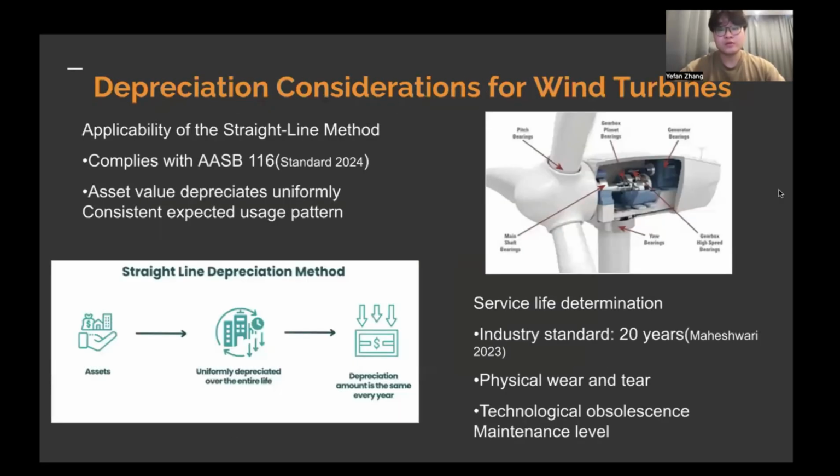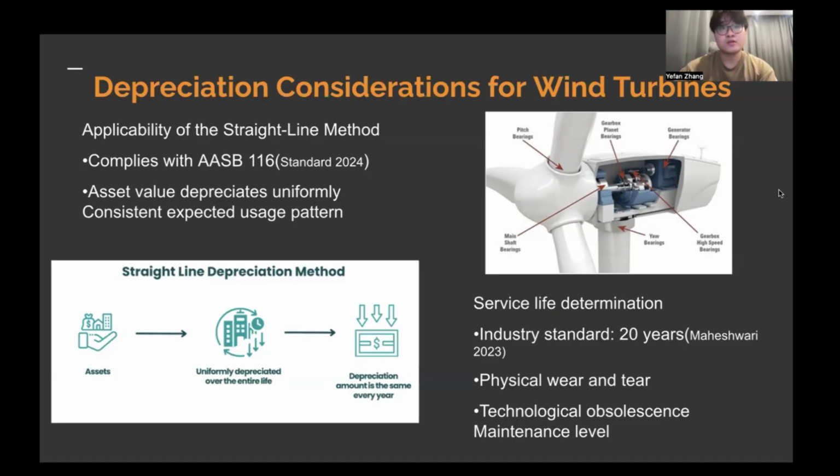Finally, let's discuss why the straight-line depreciation method is suitable for wind turbines and how companies should determine the depreciation period. The straight-line depreciation method is highly suitable for wind turbines for several reasons. Firstly, per AASB 116 requirements, companies must review an asset's useful life and the residual value at least annually, adjusting them if expectations change. Secondly, the value of wind turbines does indeed decrease uniformly over time.